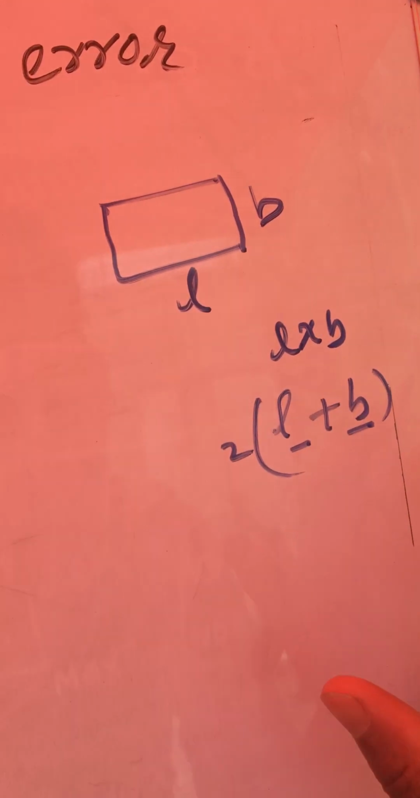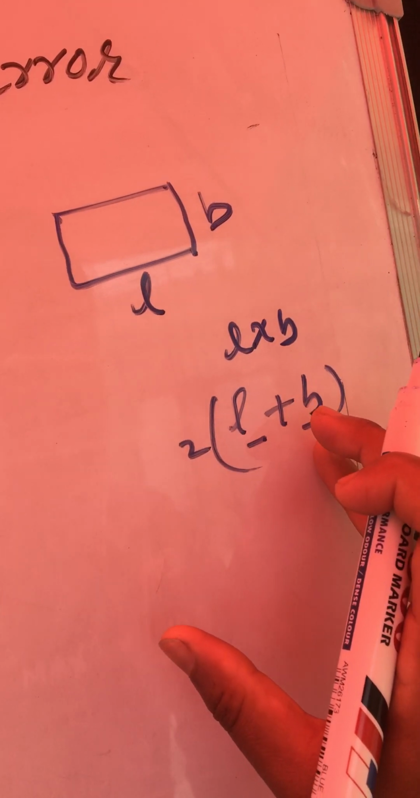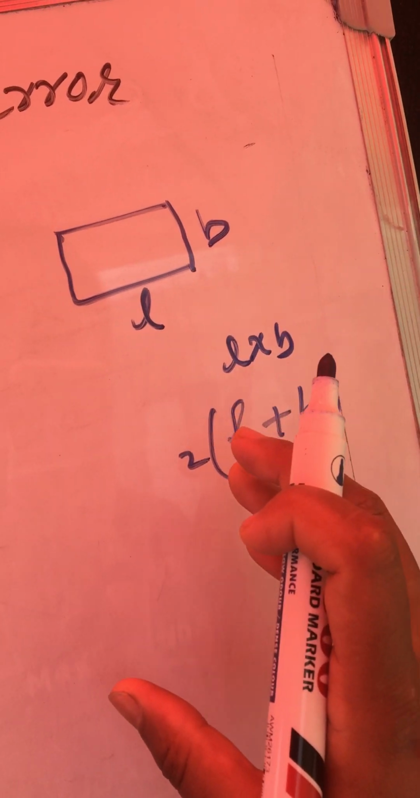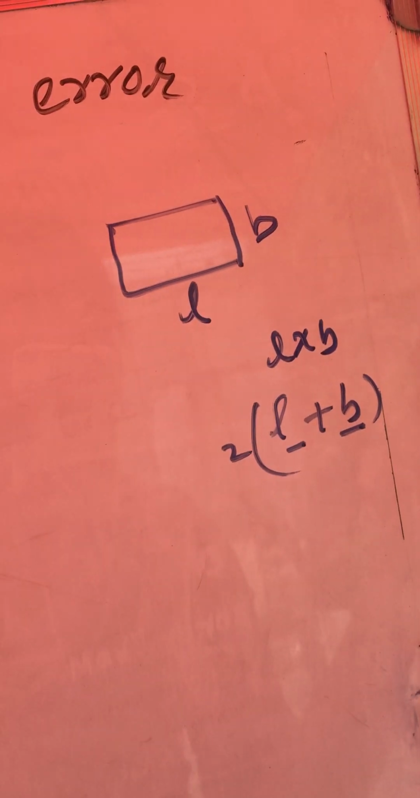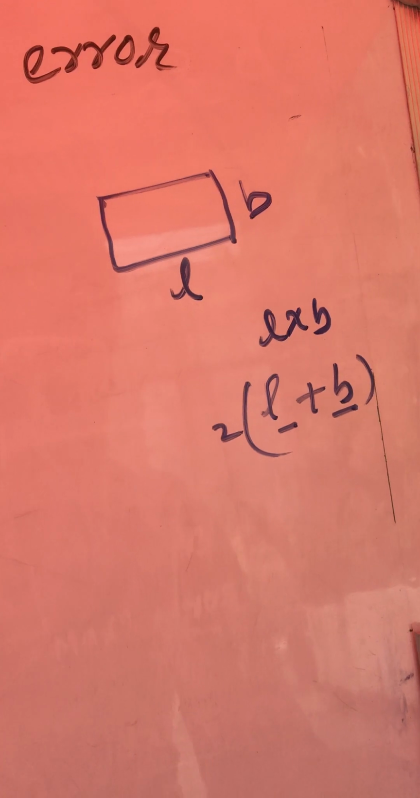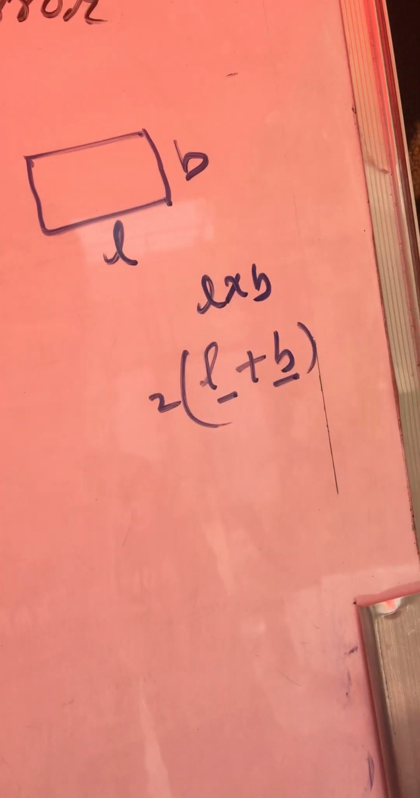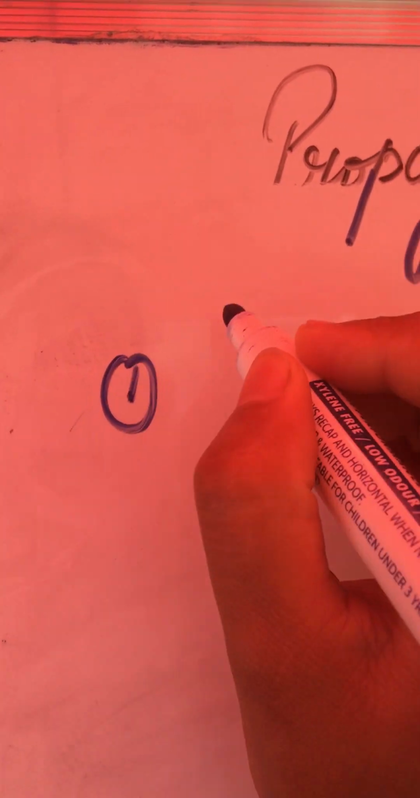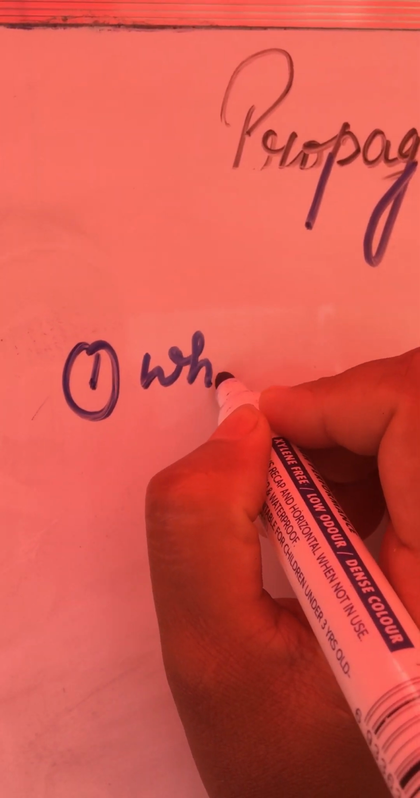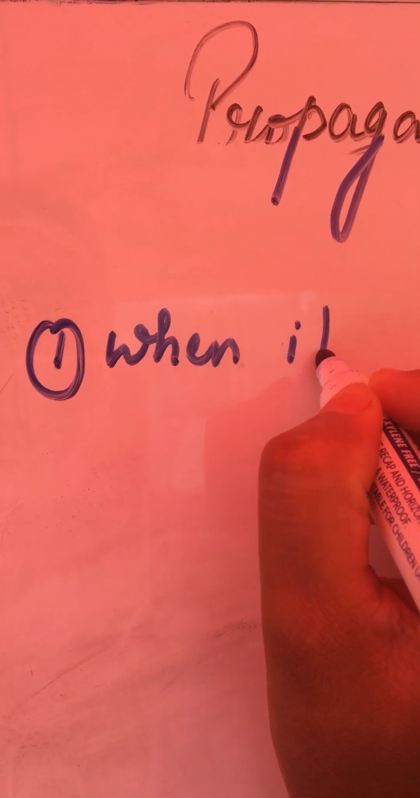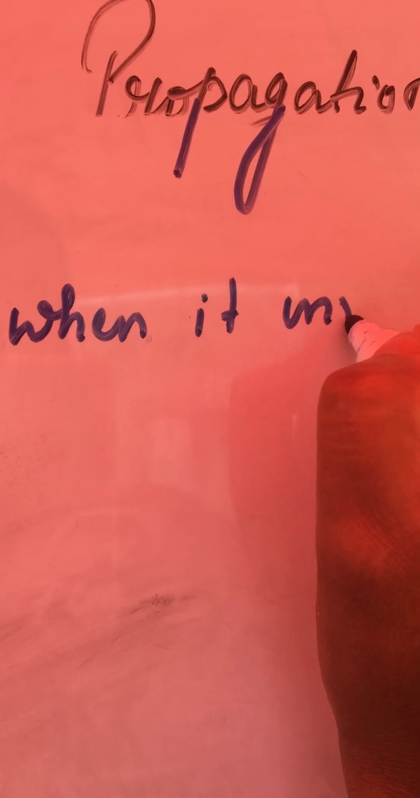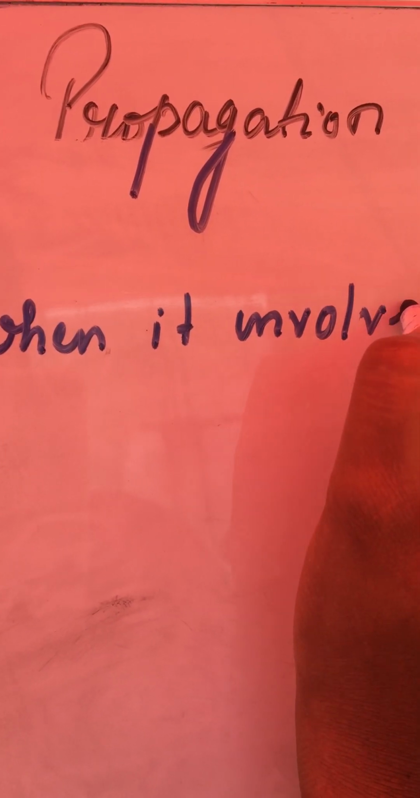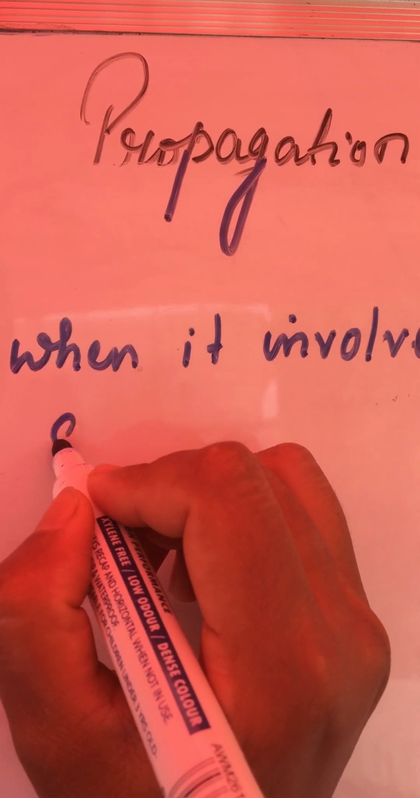Now in different situations, when it involves the measurement of quantities two or three times, how will the error propagate? It is all about that. Number one, we'll start when it involves addition. It's given properly in the note.